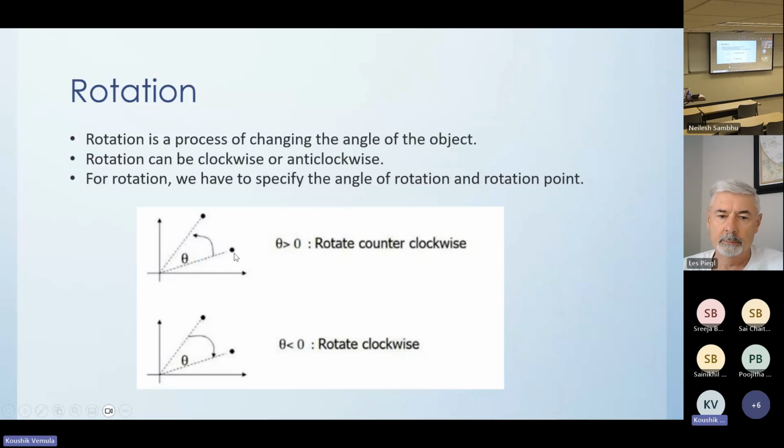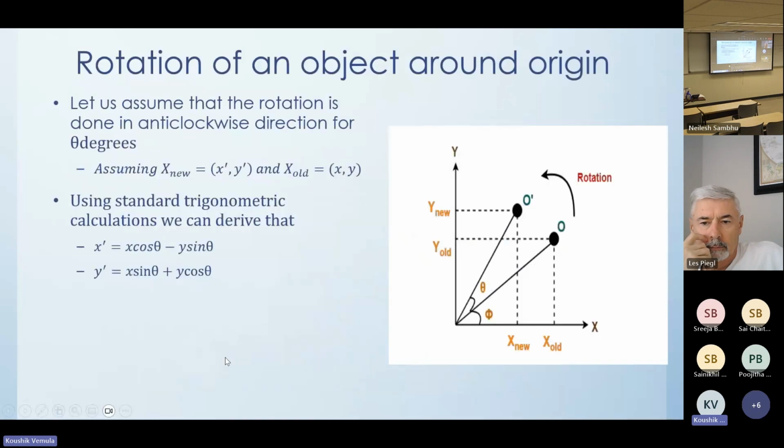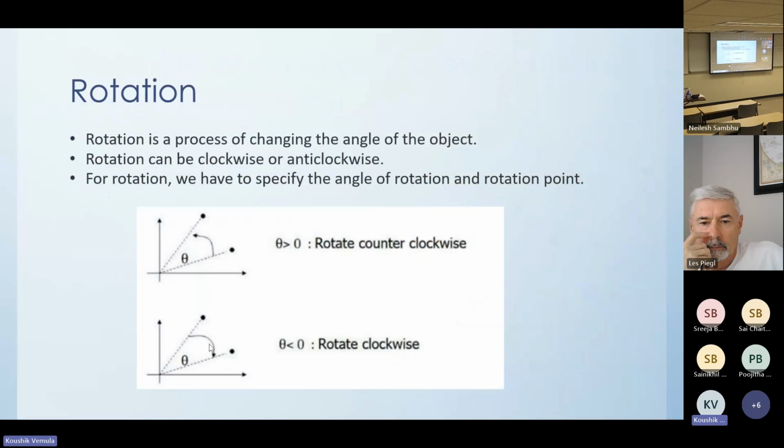In the figure here, the one I'm pointing to is the starting point and the other is the ending point. We are showing a counterclockwise rotation, and in the second figure we are showing the backwards rotation, clockwise.